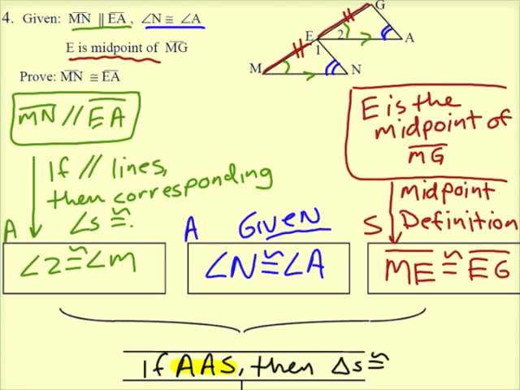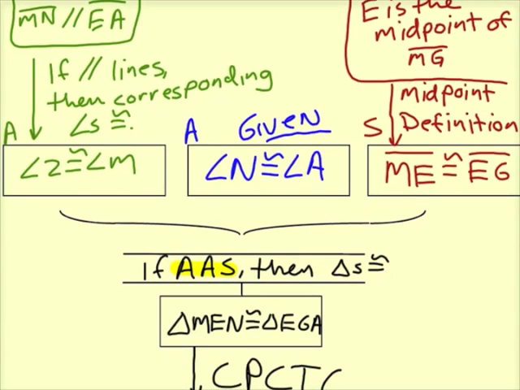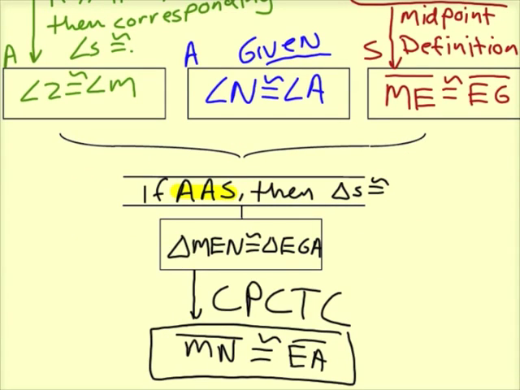All right, and now I think we're done with this proof. All of our given information is used up. Here we've got the green is used, the blue is used, and the red is used. We've proven first that the triangles are congruent, and then using CPCTC that the segments are congruent. So we're all done.